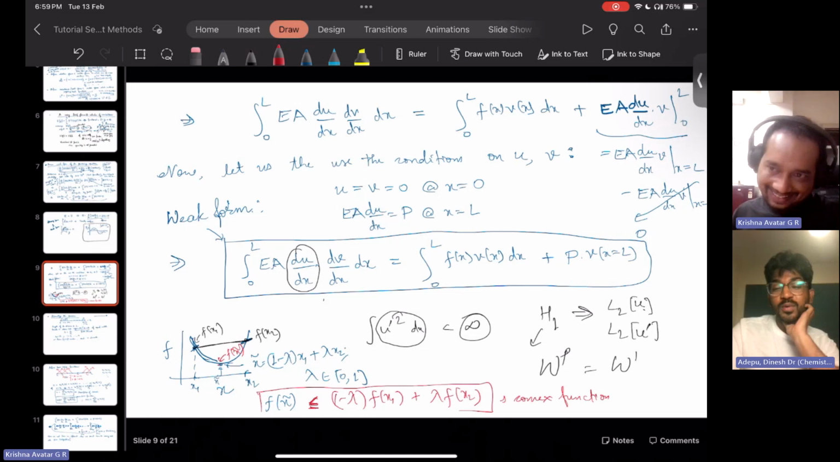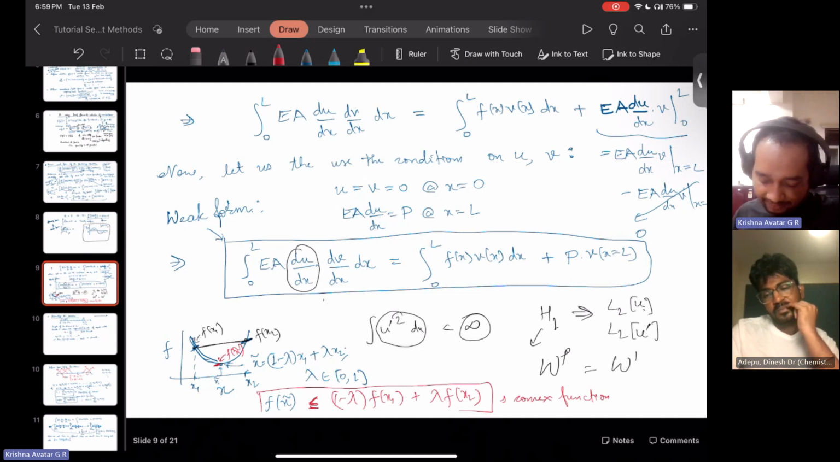Then only does a minimizer exist. If the equality holds, then we can have multiple minimizers.